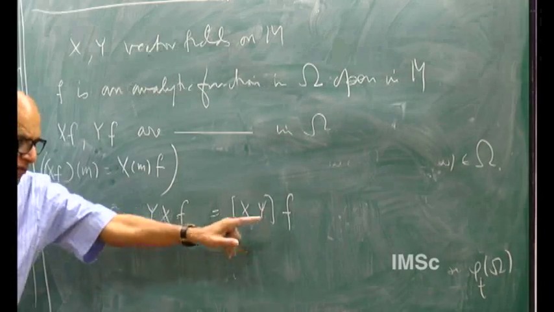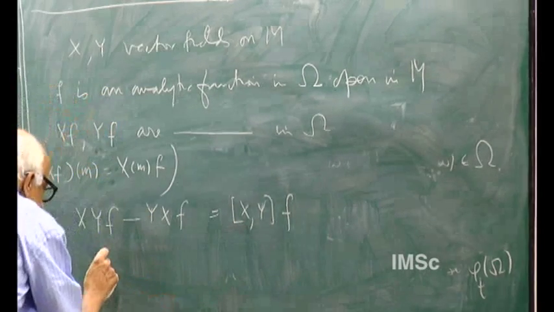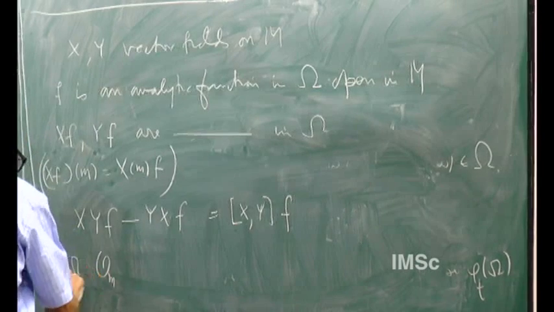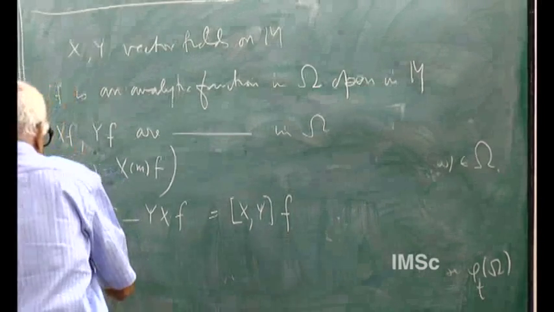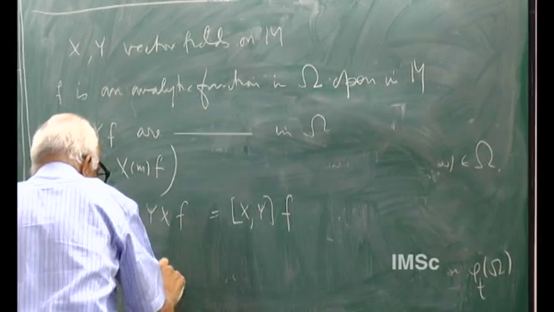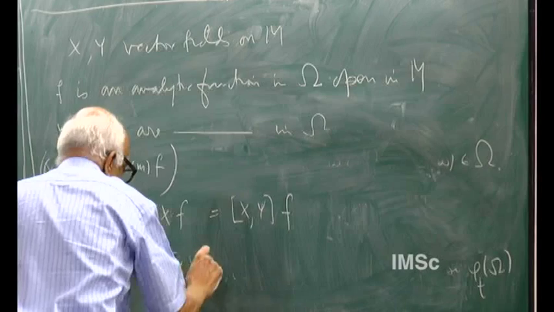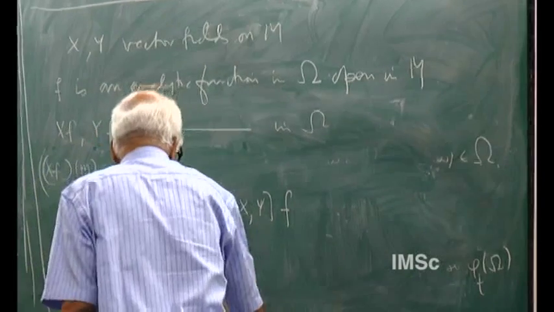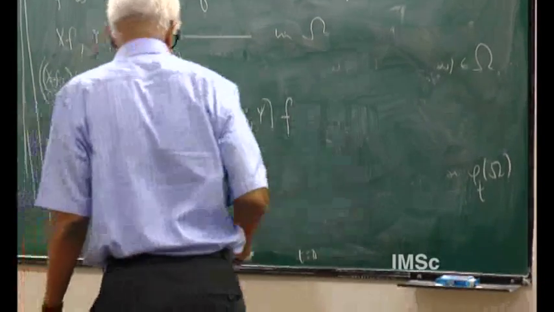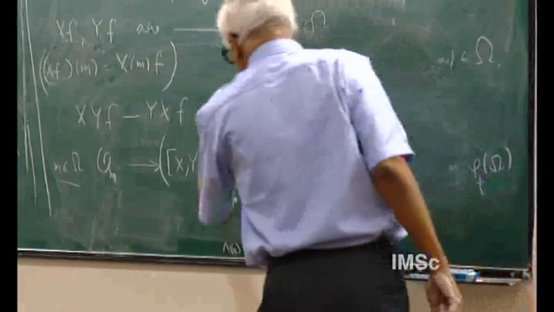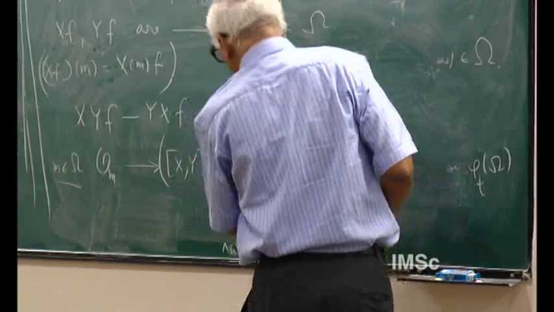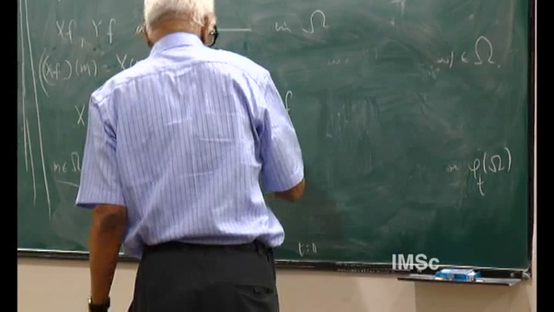Now this bracket xy on f, I can look at the following situation. I look at m in omega, then from this I get a mapping at m. This is a function defined in the neighborhood of m, bracket x, y, f. So I can evaluate it at m, if you like. That's an element in K.